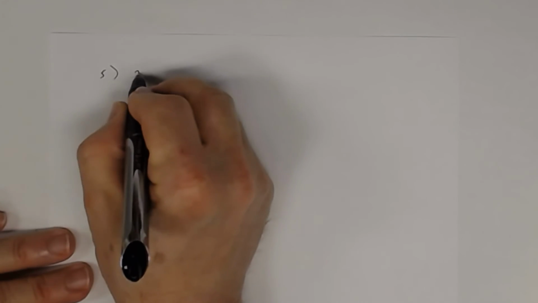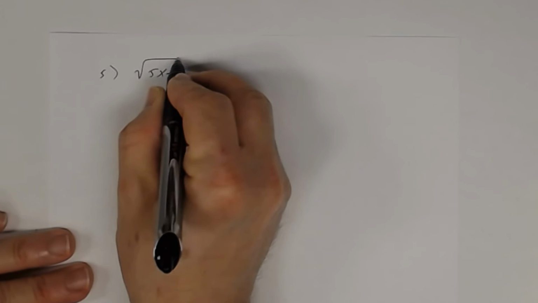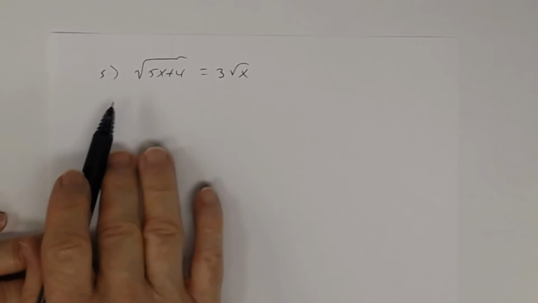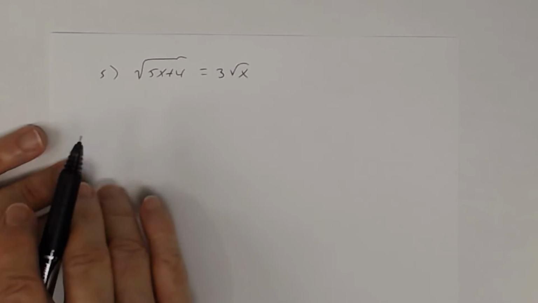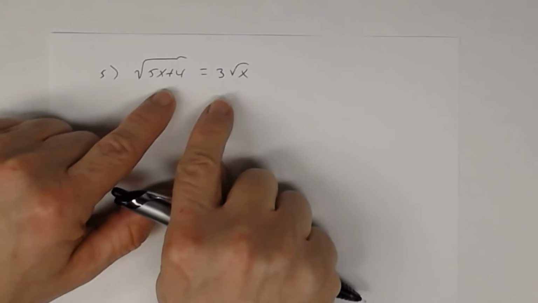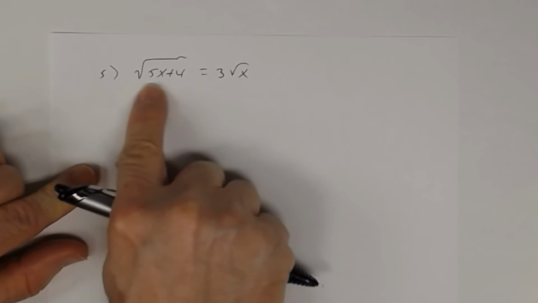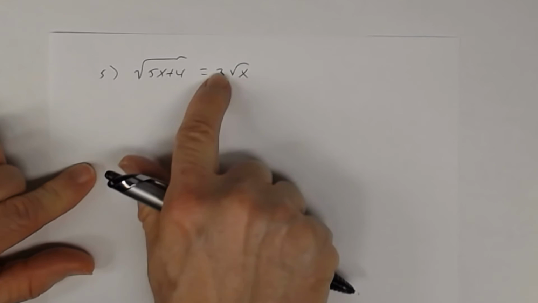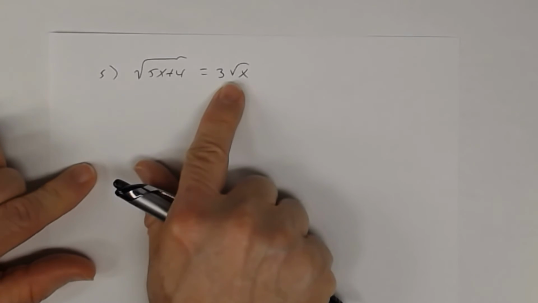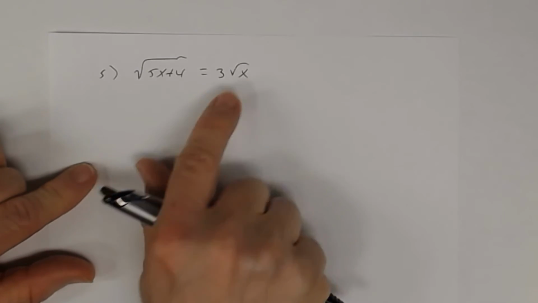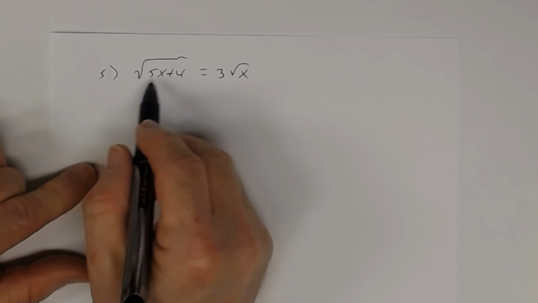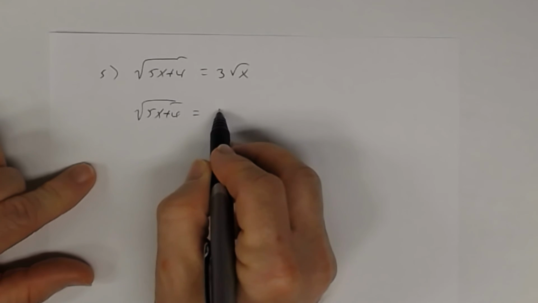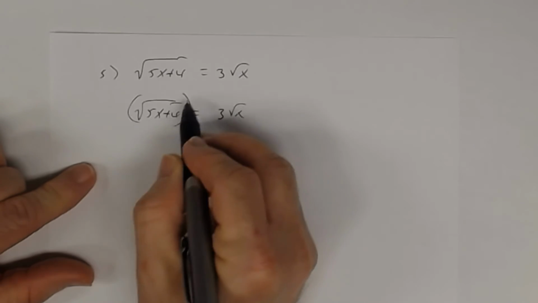So in number 5, we have the square root of 5x plus 4 equals 3 square root of x. Now, don't let the fact that you have radicals on both sides throw you off. This is a simple one because on each side you have just one term, and that's a radical expression. And they're both square roots. So right away, I'm going to square both sides, right? So that will be your first inclination. Square both sides, no big deal. You're going to do something like this.